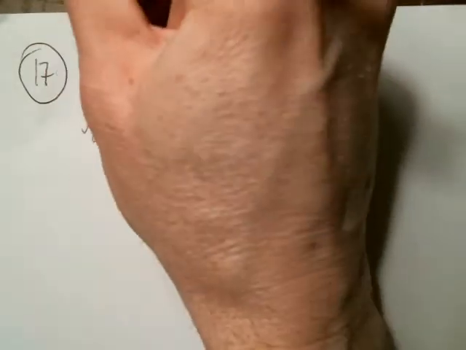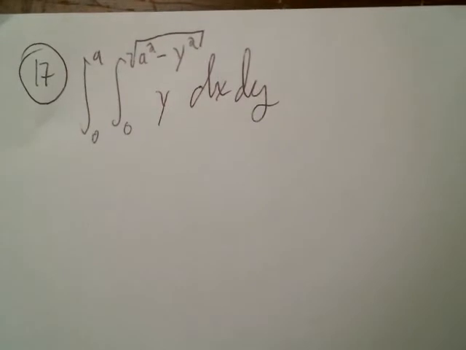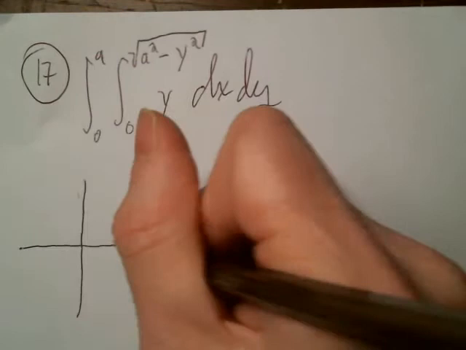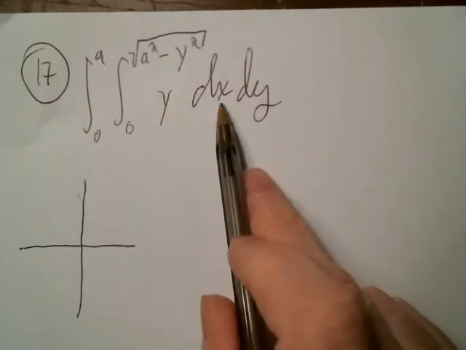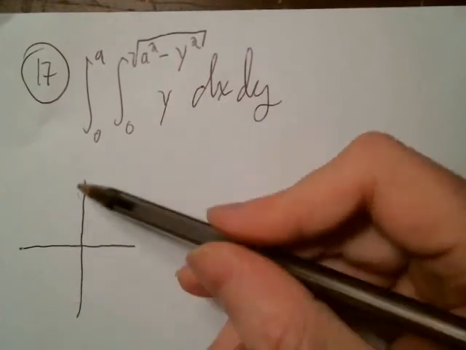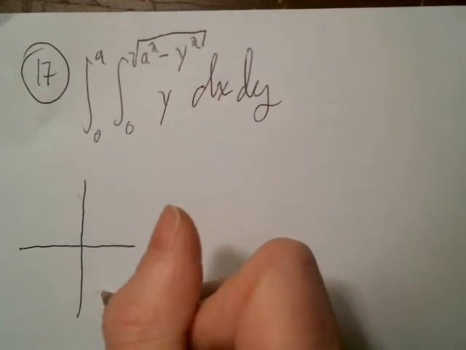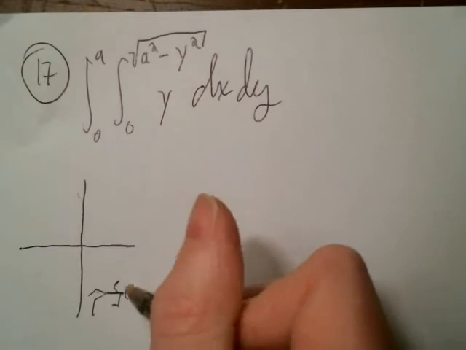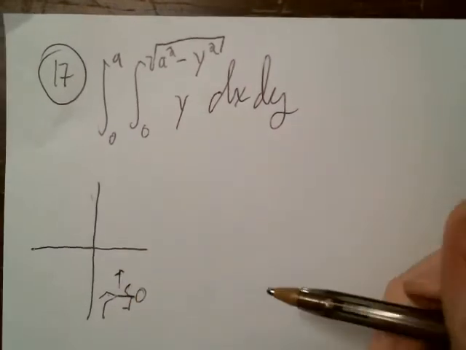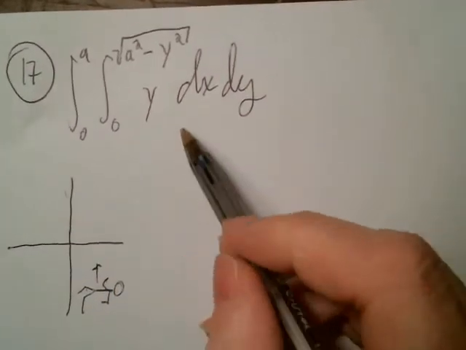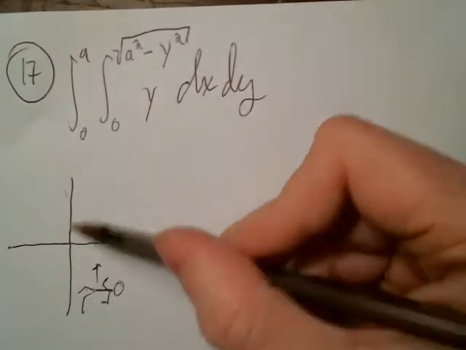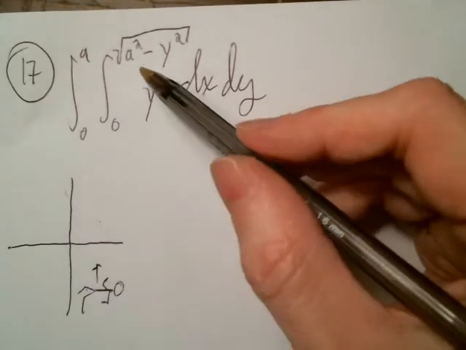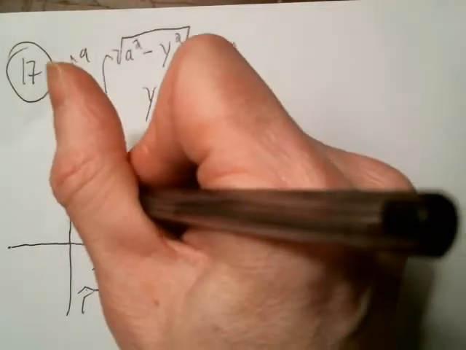And I'm going from 0 to a. Okay, so first we want to figure out what the region is. So we're here in the xy plane. I'm going from x equals 0, which is the y-axis. And of course the orientation in this problem is the non-traditional orientation, going like this. So the bottom curve is x equals 0, the y-axis, and the top curve is this thing, which is the right hemisphere of a circle.